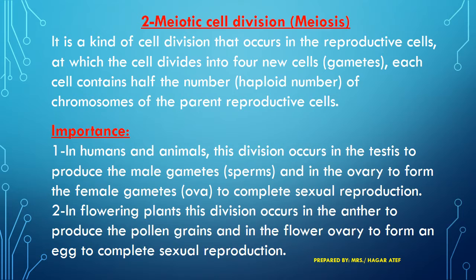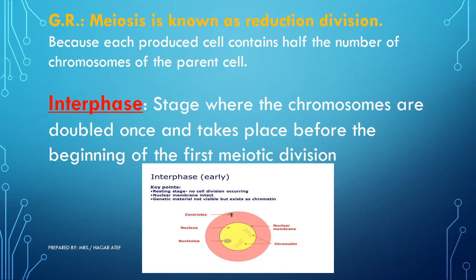Its importance: in humans and animals, this division occurs in the testis to produce the male gametes, sperms, and in the ovary to form the female gametes, ova, to complete sexual reproduction. In flowering plants, this division occurs in the anther to produce the pollen grains, and in the flower ovary to form an egg to complete sexual reproduction. Give reason: meiosis is known as a reduction division because each produced cell contains half the number of chromosomes of the parent cell.